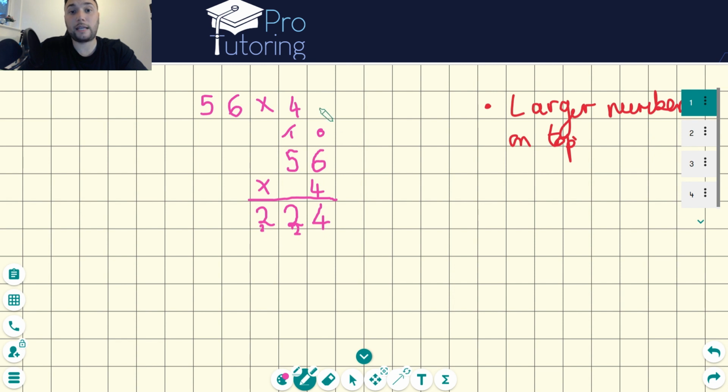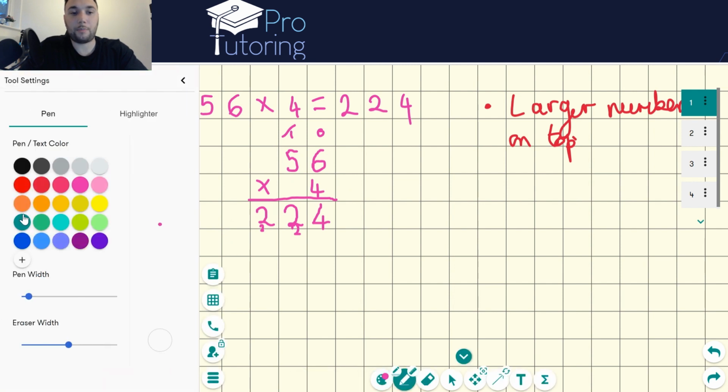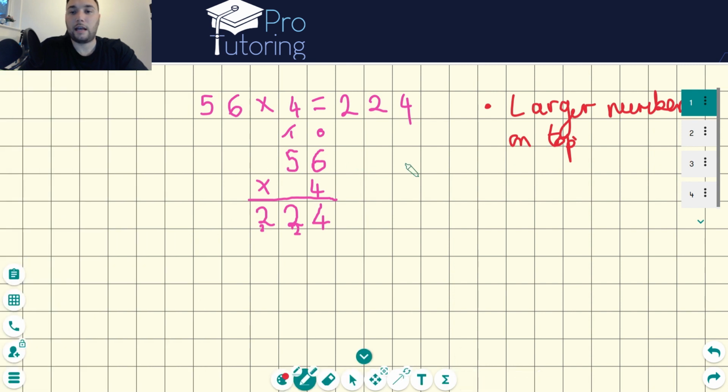And if you want, you can get a calculator out and you can double check that. The answer is 224. So what I did there was probably very simple, but when you get down to it, you can end up getting confused. So let's go through the steps. First, I put the larger number on top. I did 56, and then I lined up my 4 underneath. So line up numbers.